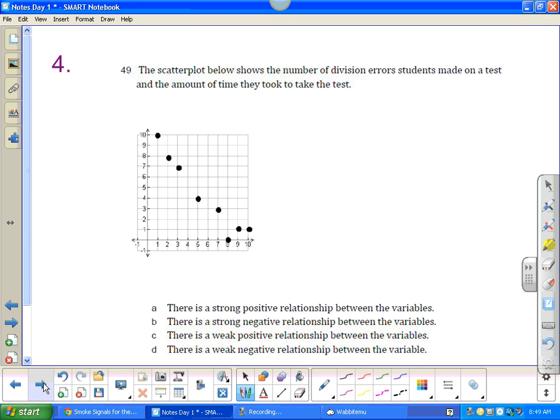So you would think that the more time they spent on a test, the number of errors would decrease. And that's true. If I were to draw a line, it would look something like that. And so this is a negative relationship. Again, not a bad thing. It just is a negative relationship because as your time goes up, the number of errors goes down. So let's see. We've already decided it's going to be a negative relationship.